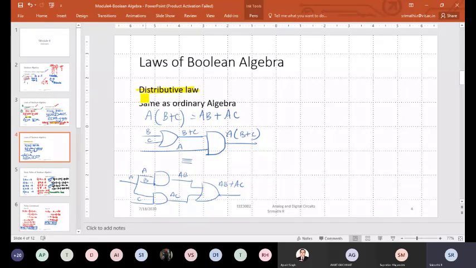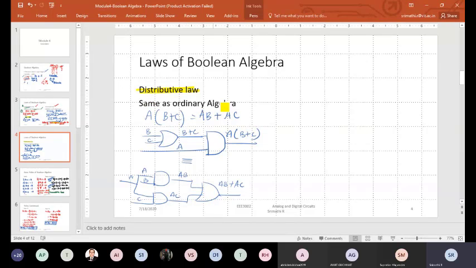Distributive law is the same as in ordinary algebra, like A into B plus C can be written as AB plus AC. For solving digital problems using Boolean algebra, we have around 22 laws. So it is better to at least note down these laws so that it will be easy for us while implementing the logic circuit. Okay, let me continue.